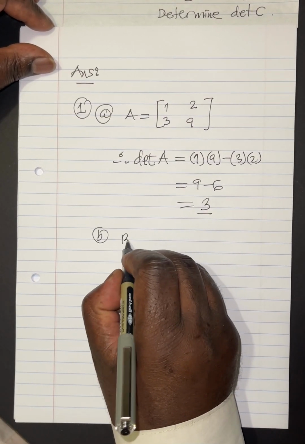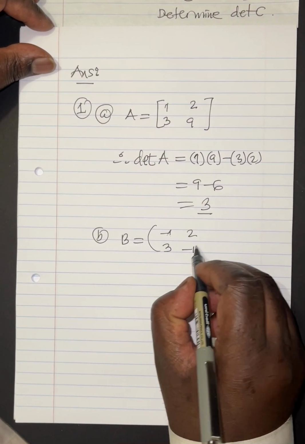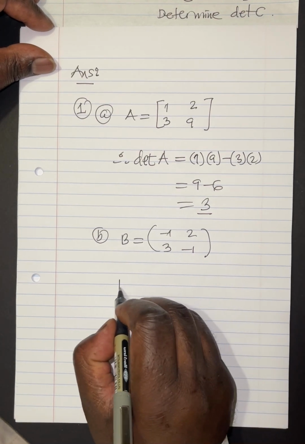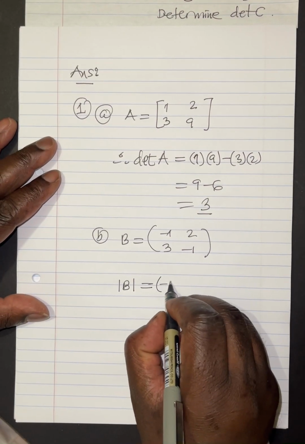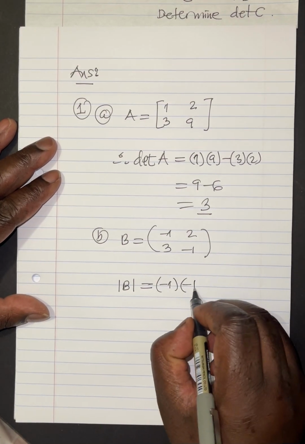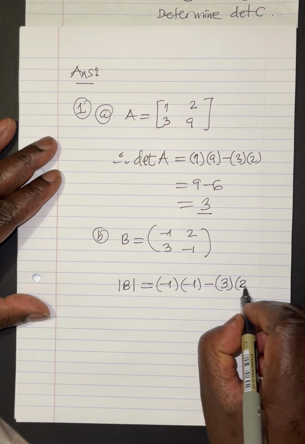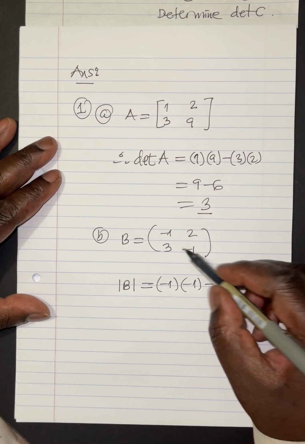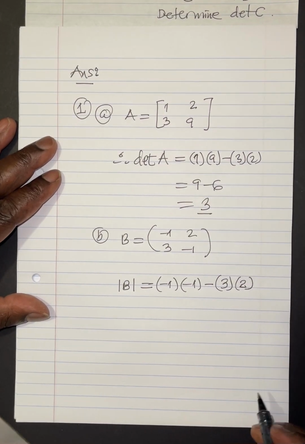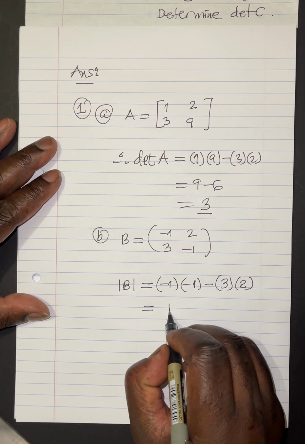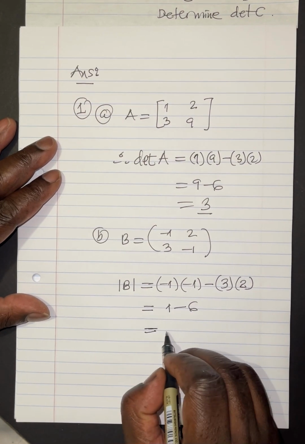Number B, we're told B is equal to the matrix minus 1, 3, 2, minus 1, and we're required to work out the determinant. So it's minus 1, right diagonal, times minus 1, then minus left. The product of elements on the right diagonal minus the product of elements on the left diagonal. So this is 1, minus 6, and the final solution is minus 5.